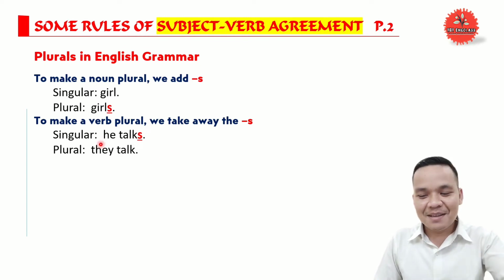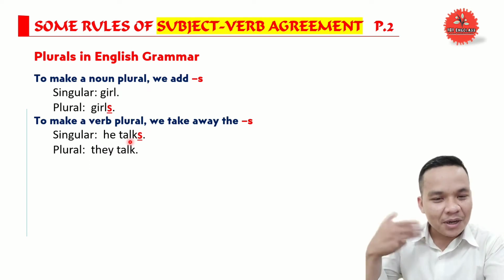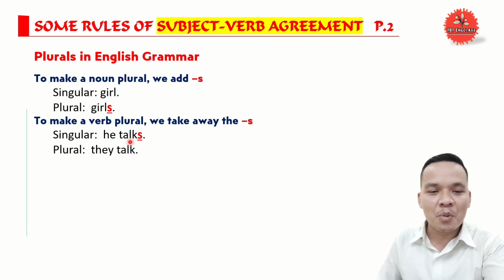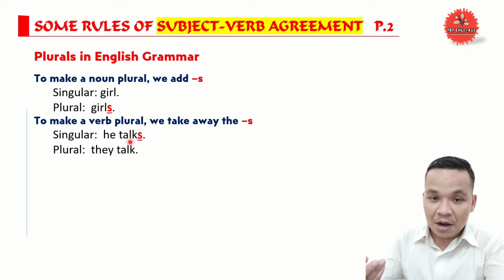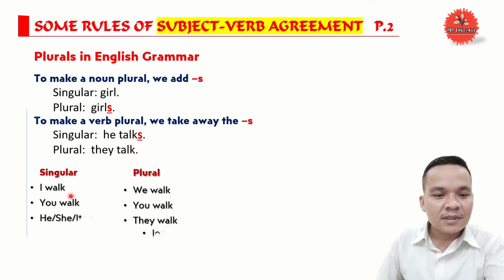Okay, see, simple. See here, he talks, and then they talk. Plural verb, no s, but we add s in the singular verb. This is the thing I want everyone to know, so don't be confused anymore. For the plural form of a noun, we add s, we add es, we change y to i and then add es. It looks like a singular verb, but actually it goes differently between noun and verb. Don't be confused.